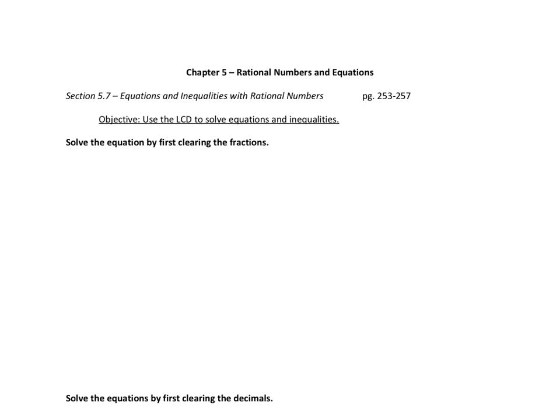This is the last section in this chapter. This is section 5.7, where we are going to learn how to solve equations by clearing out the fractions or clearing out the decimals. So last section, we learned how to solve equations by using the multiplicative inverse.